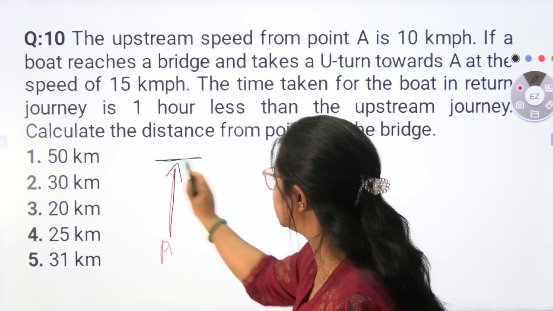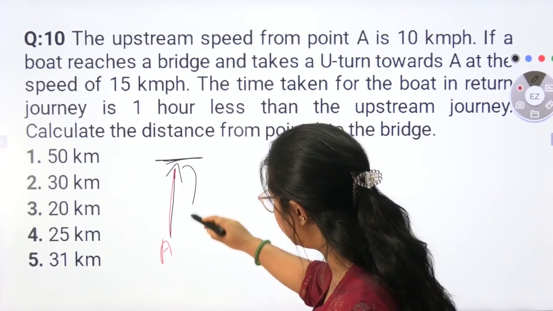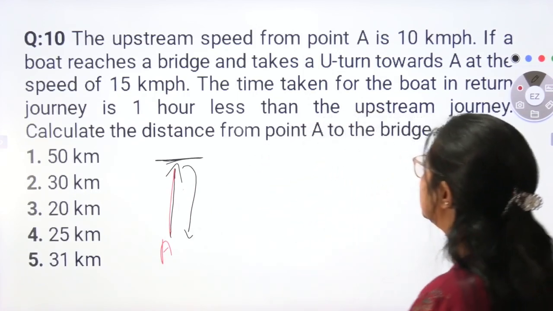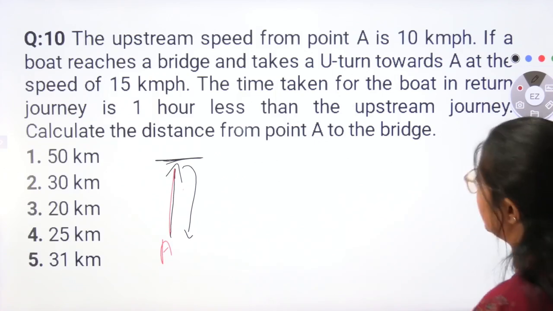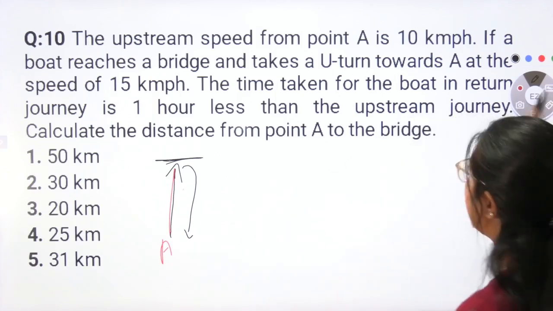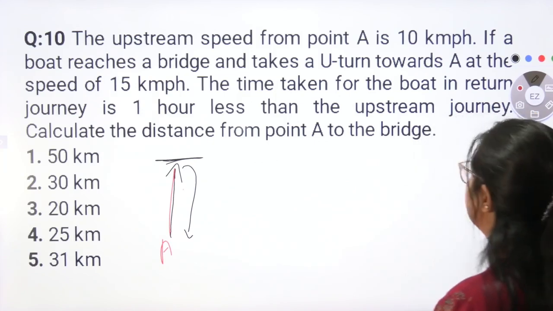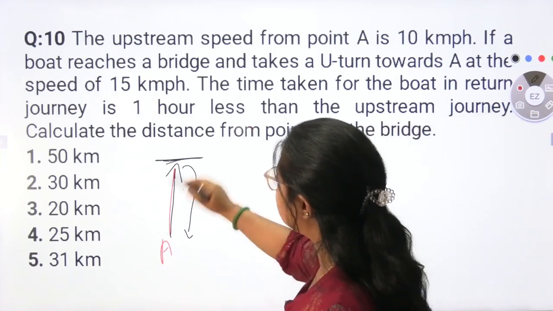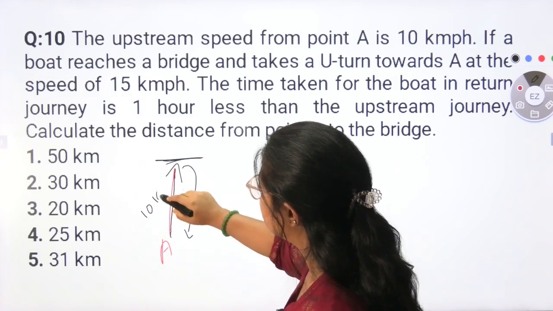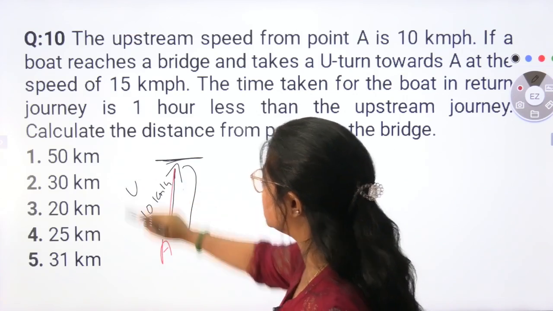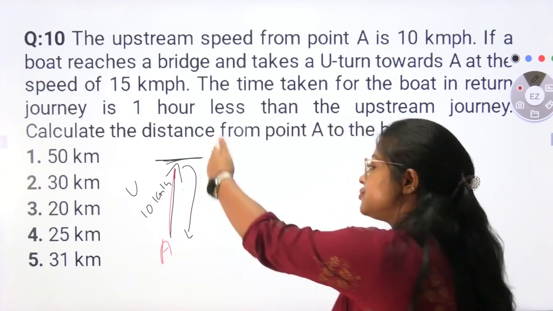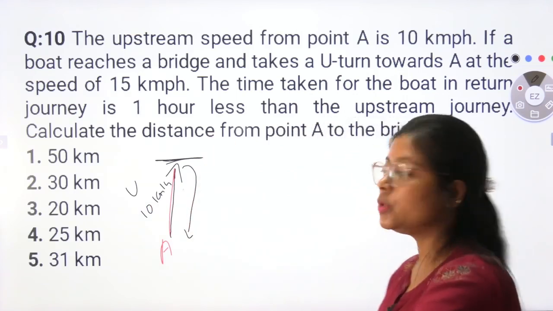And from that bridge, if this is my bridge, he is taking a U-turn towards A. Again, he comes towards A at the speed of 15 kilometer per hour. While he was going to that bridge, his speed was 10 kilometer per hour, and it was your upstream speed. And if this is upstream, then while coming back, it will travel what?